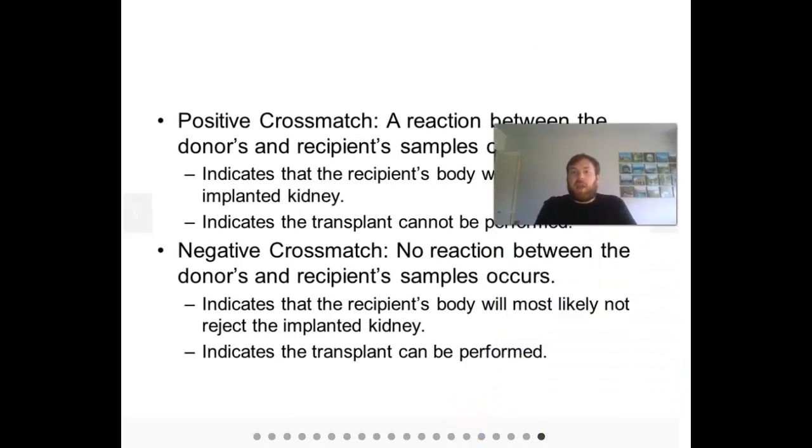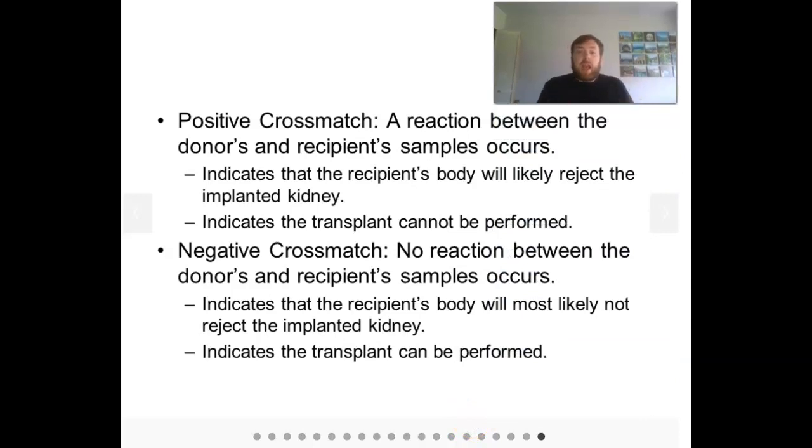A positive cross-match will have a reaction between the donor and recipient sample, and it indicates that the recipient's body will reject the implanted kidney, whereas a negative cross-match would be no reaction between the two, and that would mean the transplant can be performed and the recipient's body will likely not reject the implanted kidney. Again, we're looking for the most likely scenario here. So it's not always going to be perfect.